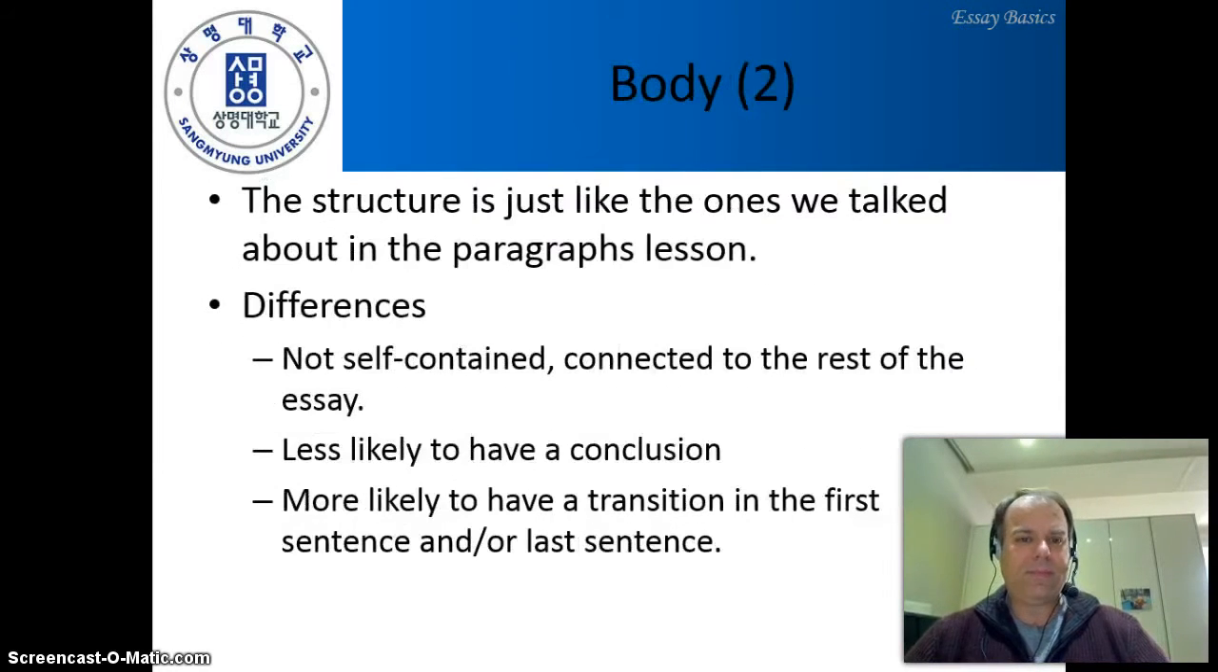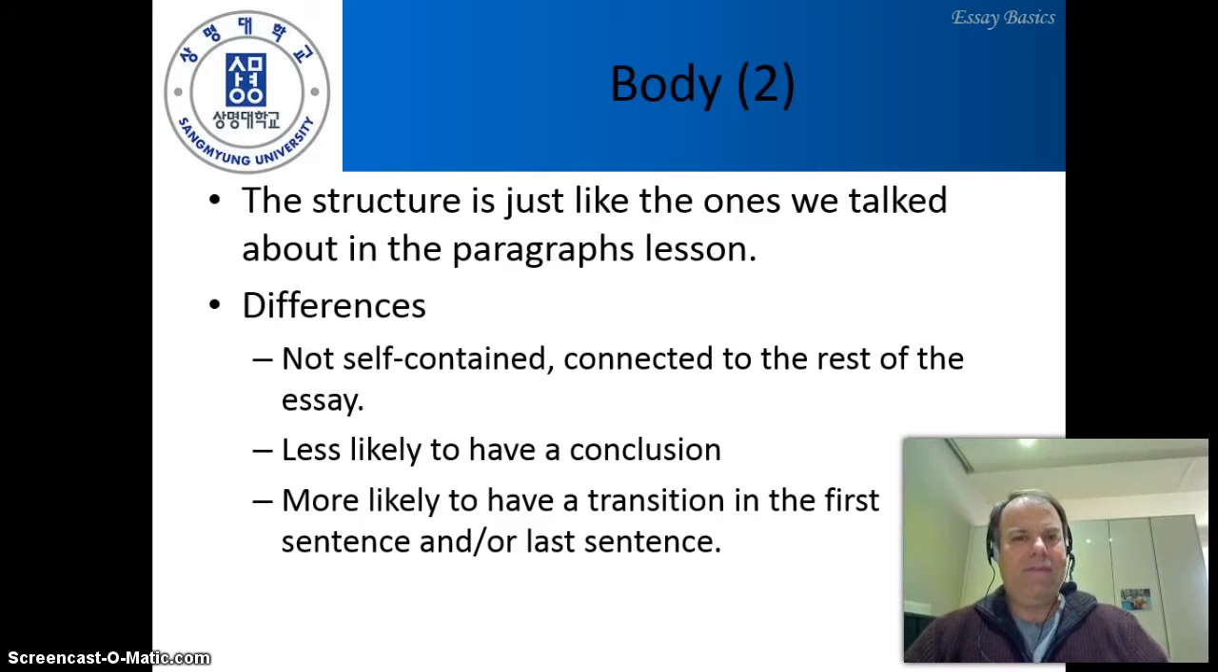However, one of the differences is that it's not self-contained. And so it is connected to the paragraphs before and after it. This should not be an afterthought. You should be planning this. Okay, and so these are connected either by ideas or words.